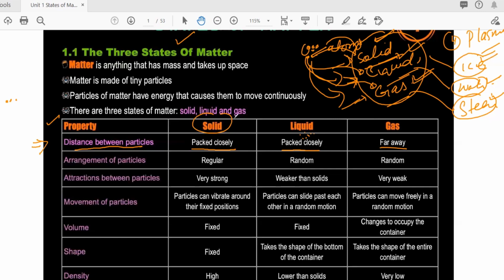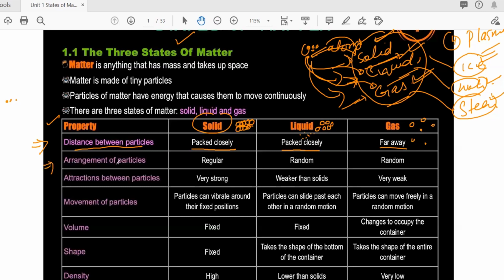If I want to make a diagram, I can make it like this. For example, in solid, they are closely packed. If I talk about liquid, I can draw it like this. There are small gaps between them. But in gases, they are far away from each other.